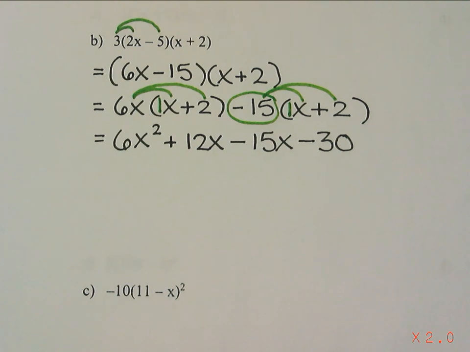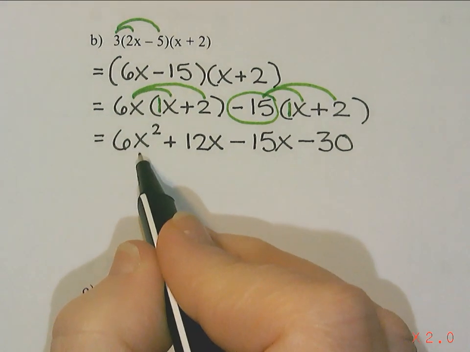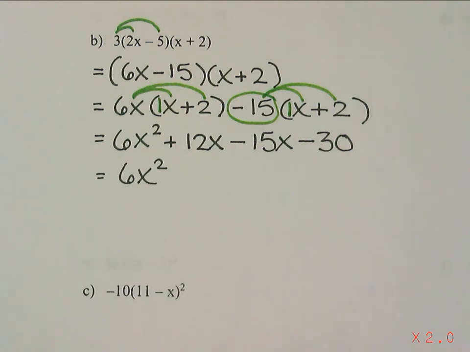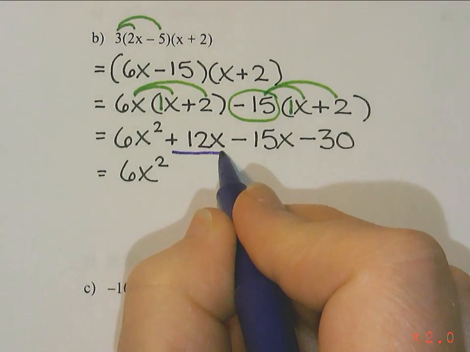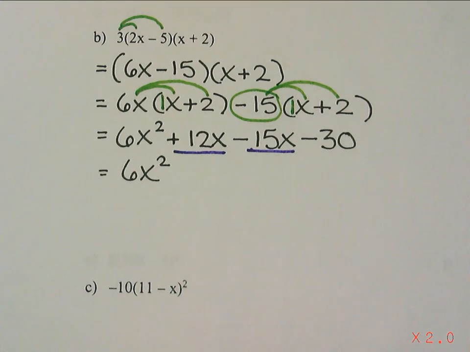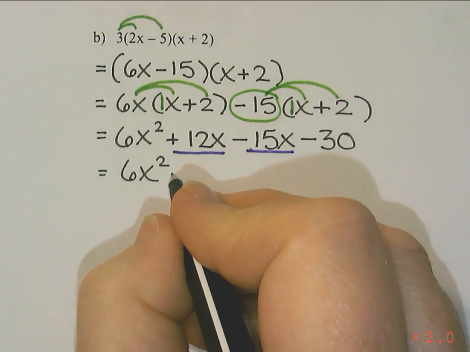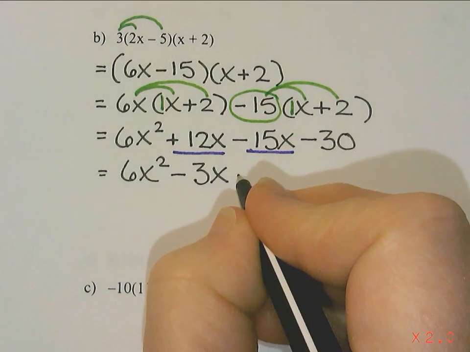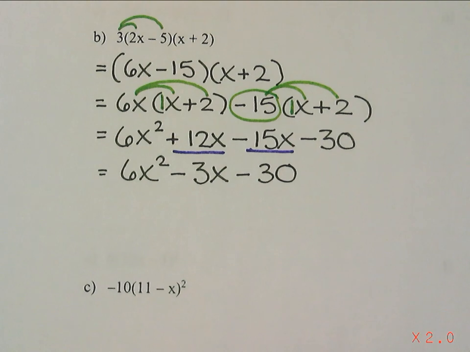We've done the expanding part. All we have left to do is simplify. So to simplify, I am going to collect any like terms that we have. 6x squared, I don't have any other x squareds, so it just stays 6x squared. The 12x, I have a minus 15x. Those are like terms. So I'm going to do 12 take away 15. 12 take away 15 is negative 3x. And then the minus 30 does not have any like terms, so it's just minus 30. So our final answer here is 6x squared minus 3x minus 30.